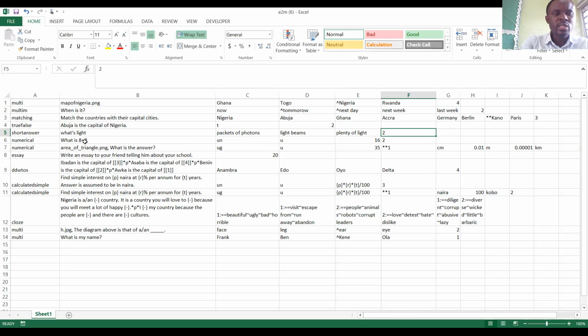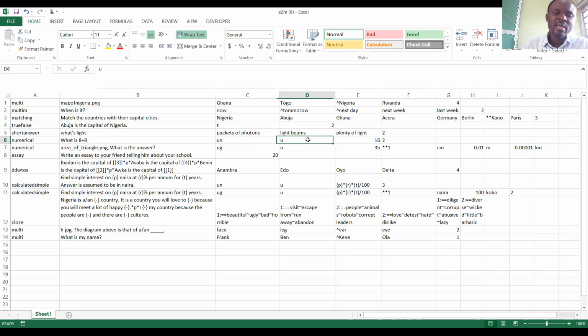Numerical: what is 8 plus 8? That's a numerical type of question. The second column there is the question, and you have UN. The UN there stands for unit none. So you just input UN. UN means that no units are required. So if you do not wish units to be included in the grading, just type in UN in the 3rd column.